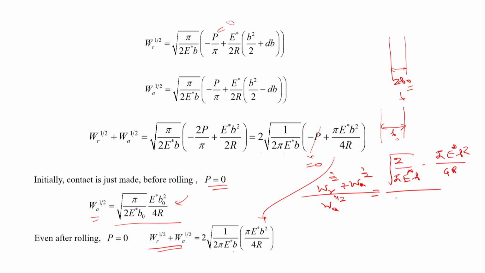Remember here it is actually the square root of pi and 2 E star into b 0, this is b 0 here, okay, and this is E star and this is b 0 square by 4 r, like that. So, here this is b 0 and this is b, so do not get confused. b 0 is here and b is here. So, now we can cancel this pi E star, and I think some pi also goes out. So, this 4 r also goes, this 4 r also goes.